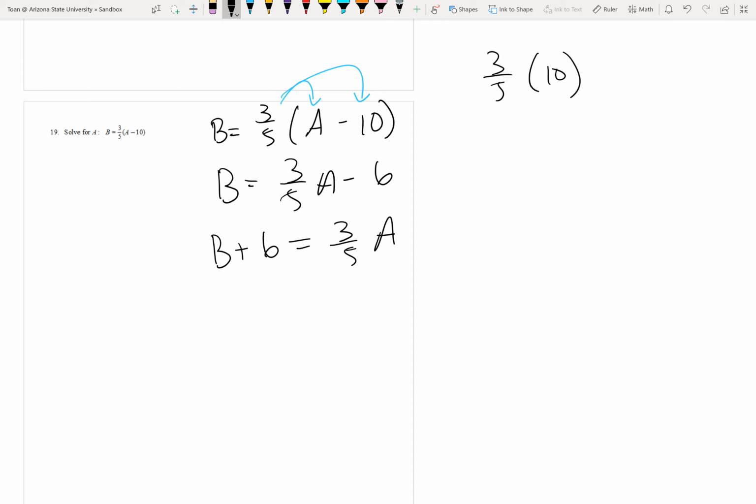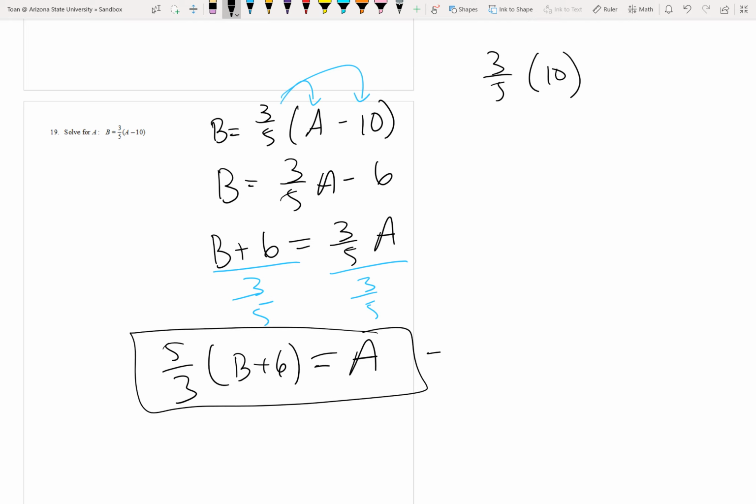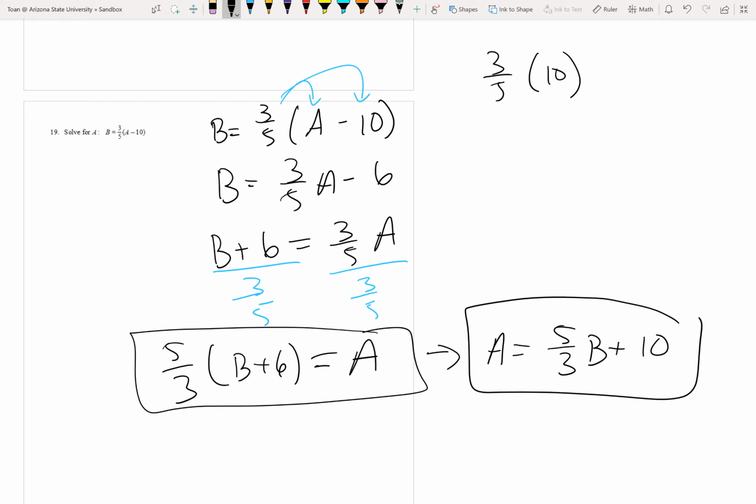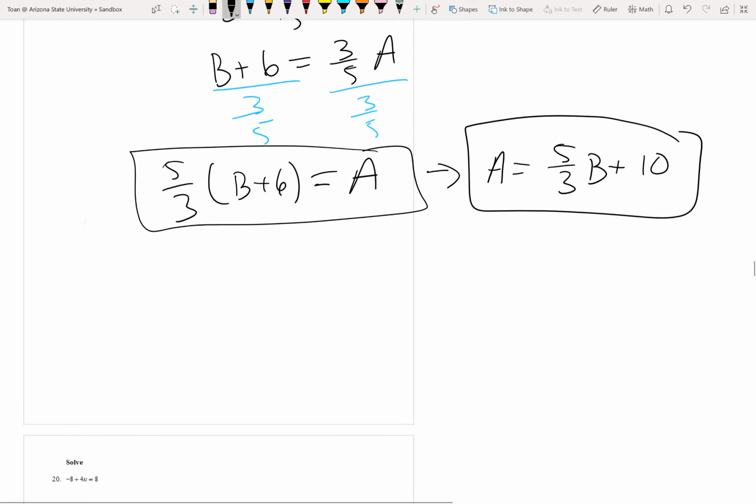And then to get rid of the 3/5 in front of the a, you divide by 3/5. But of course, we should know that dividing by a fraction is the same thing as multiplying by the reciprocal. And this technically is the solution because a is by itself. If you went ahead and distributed the 5/3, that would have been perfect as well. So that would give you a equals 5/3 b plus 10. Either way is fine.